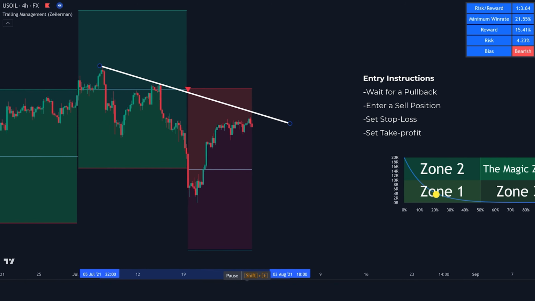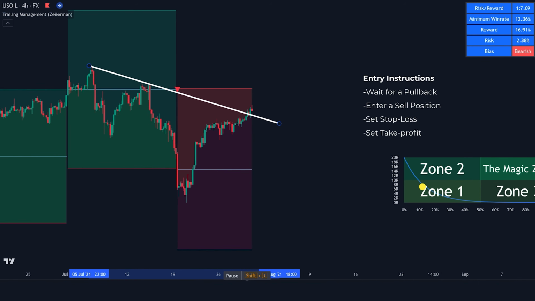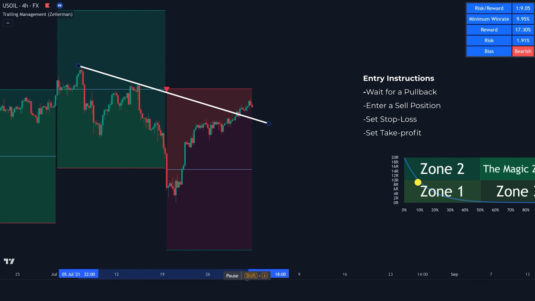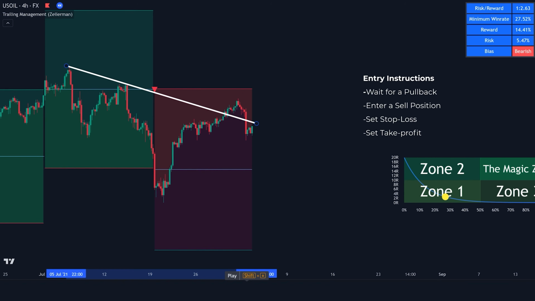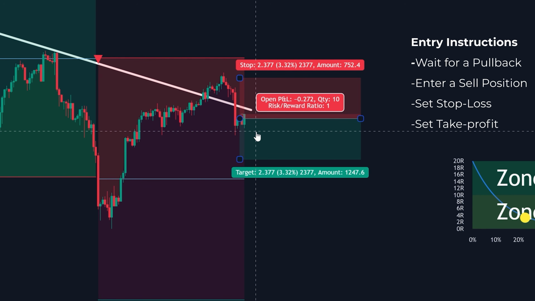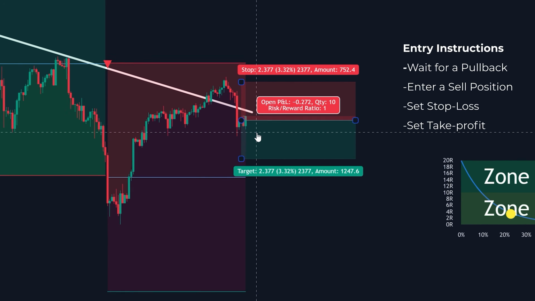Entry instructions. 1. Wait for a pullback. Monitor the price as it retraces to the trend line, which is often seen as a natural resistance level in a bearish market. 2. Enter a sell position. Initiate a sell after the price makes a fake out and breaks back into the trend line. This fake out suggests that the downward momentum is likely to continue, providing reasonable risk exposure.